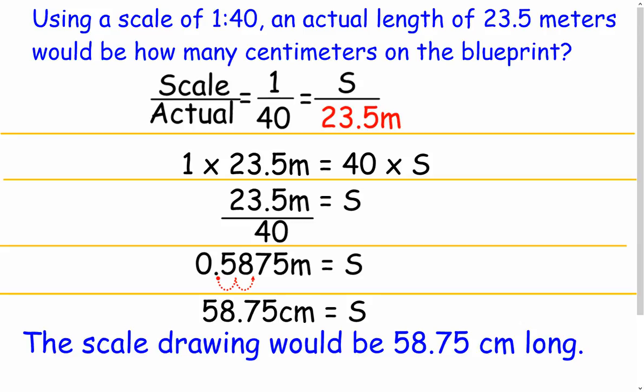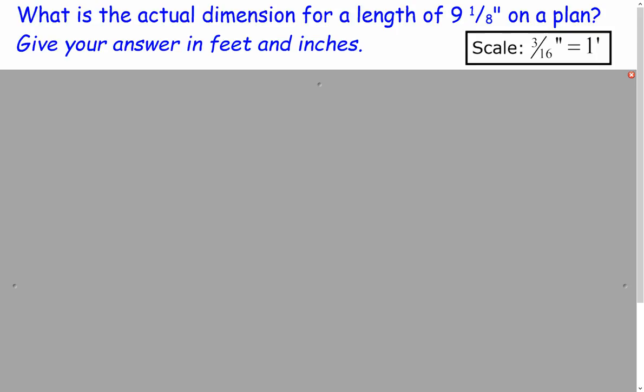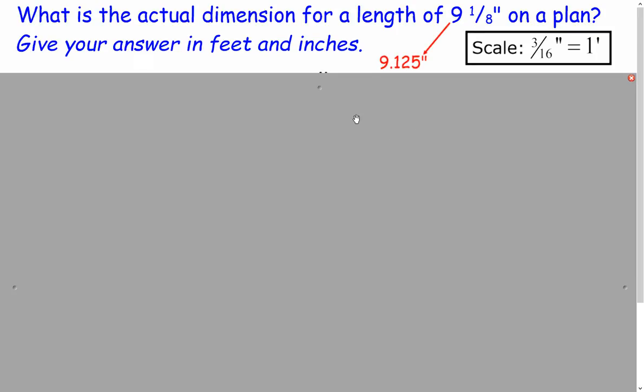All right, one more example. What's the actual dimensions for a length of 9 1/8 inch on a plan with a scale of 3/16 inch to 1 foot? I'm going to give our answer in feet and inches. Well, first, let's get that 9 1/8 into a decimal so we can work with it. It's 9.125. We talked about quarters earlier. Now, it would be really great if you paused here and tried to do this on your own. And then when you think you're done, unpause it and see my solution, see if we match up.